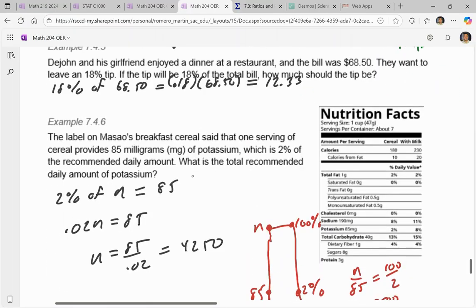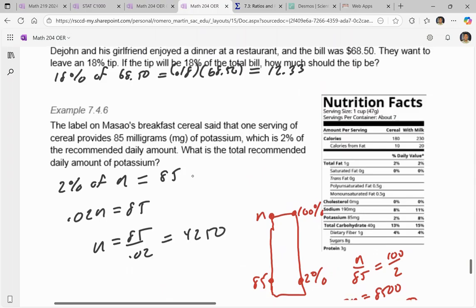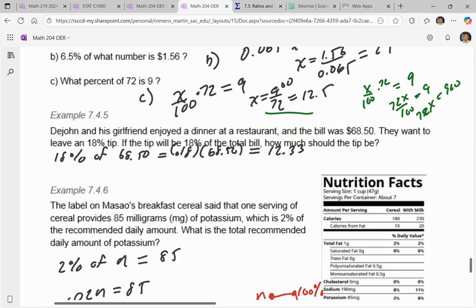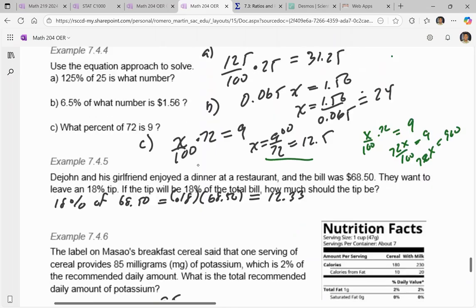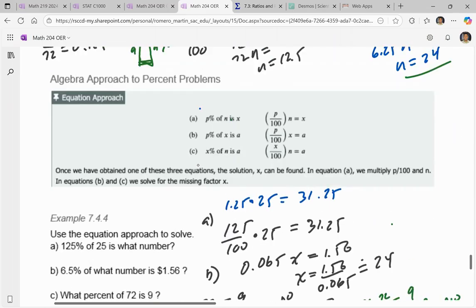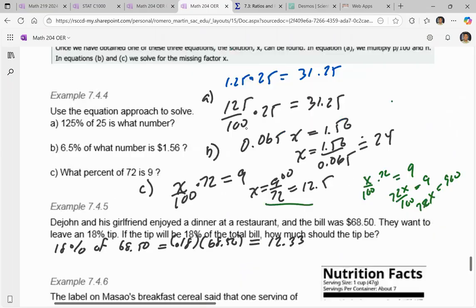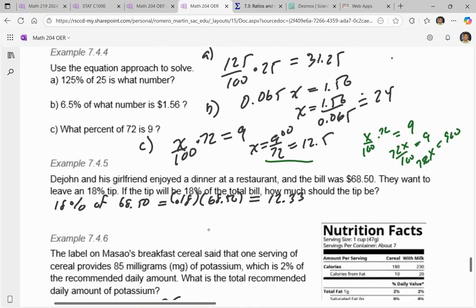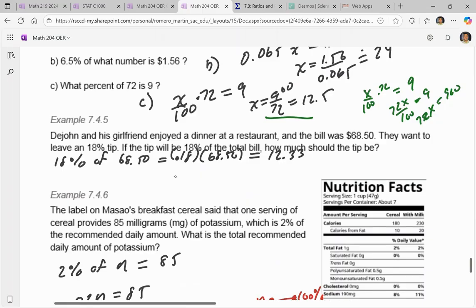So let's take a look at these. There are some word problems here. Like I said, sometimes it's not as straightforward, but you have a situation, right? You want to leave an 18% tip. If the tip will be 18%, what's the total bill? So I want 18%. You have to convert it. 18% of 68.50. I'm looking for how much, and that's situation A. So you just multiply those two numbers. The percent times your base gets your amount.